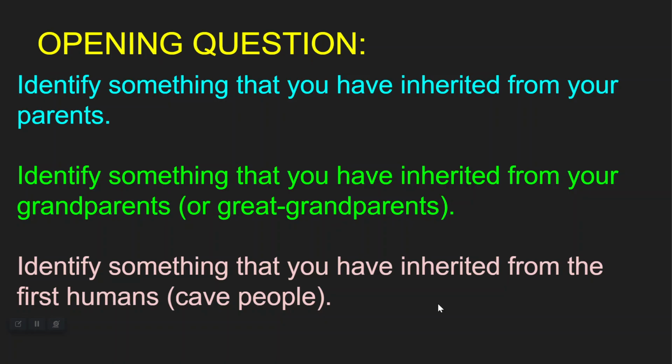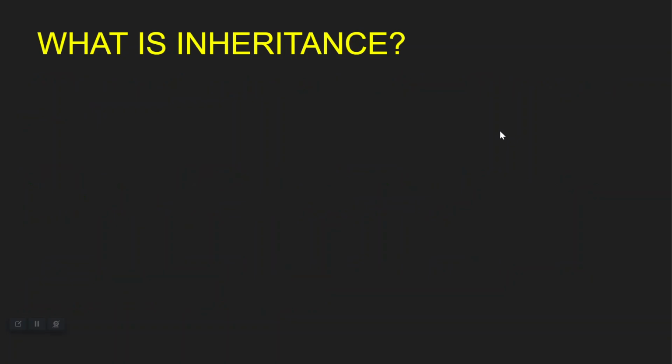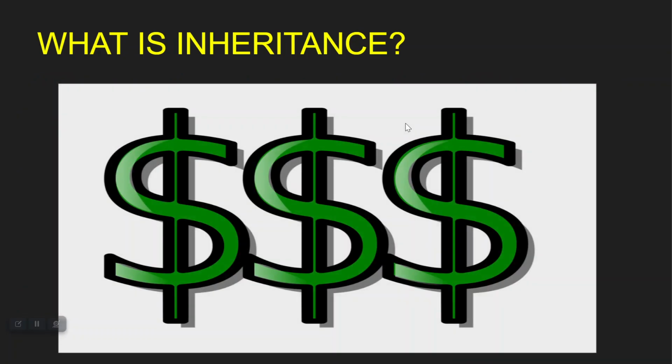So when you think about inheritance, you can think about material things that you've inherited, like objects, like belongings or possessions. But a lot of times we also think about traits, like hair color, eye color, the way we talk, the way we walk. A lot of those things are also inherited. So in the real world, when we think about inheritance, a lot of times we think about money, like we get something valuable from our parents or from our grandparents.